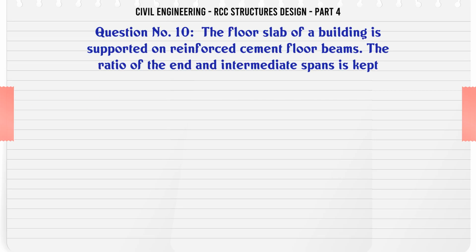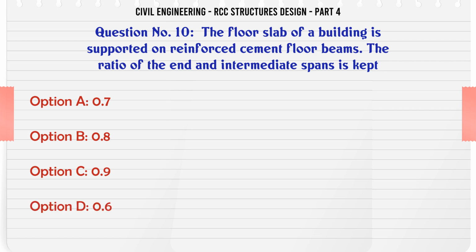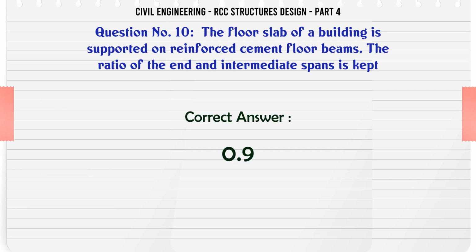The floor slab of a building is supported on reinforced cement floor beams. The ratio of the end and intermediate spans is kept: A. 0.7, B. 0.8, C. 0.9, D. 0.6. The correct answer is 0.9.